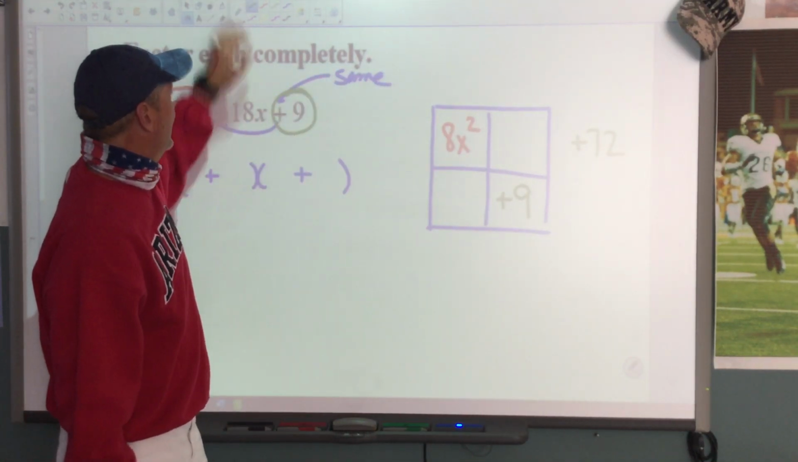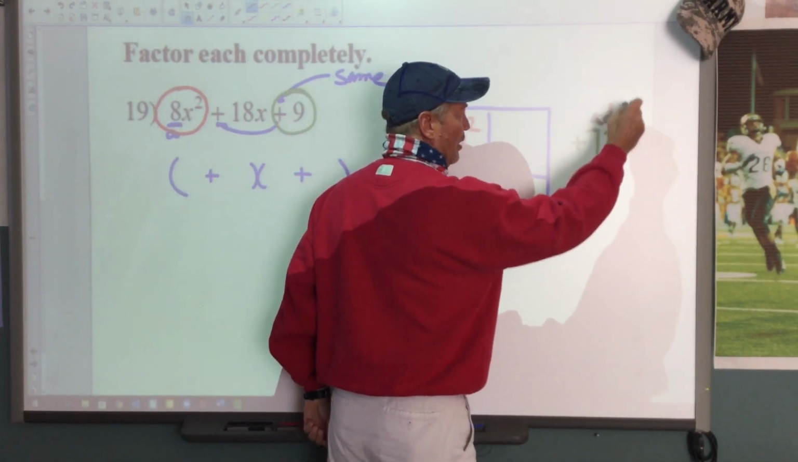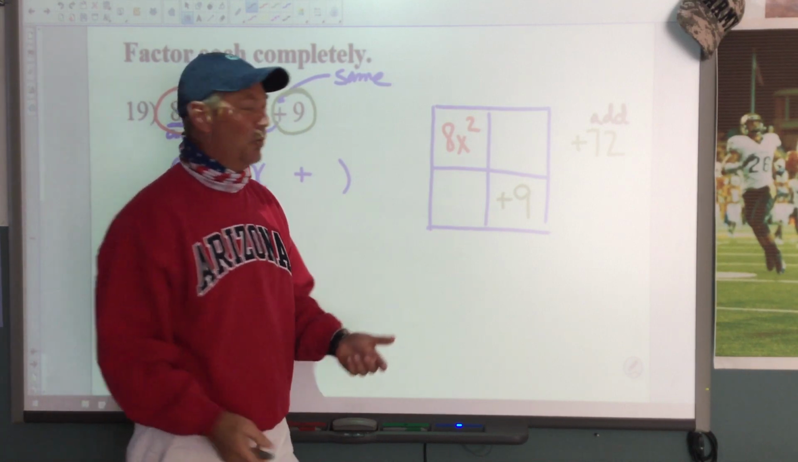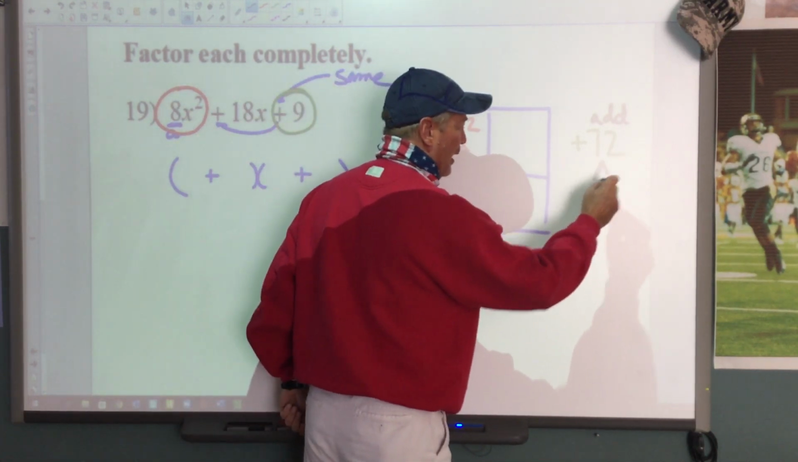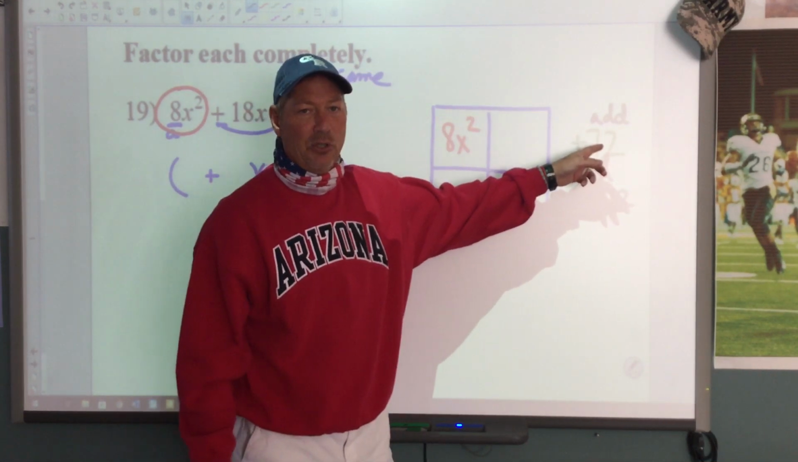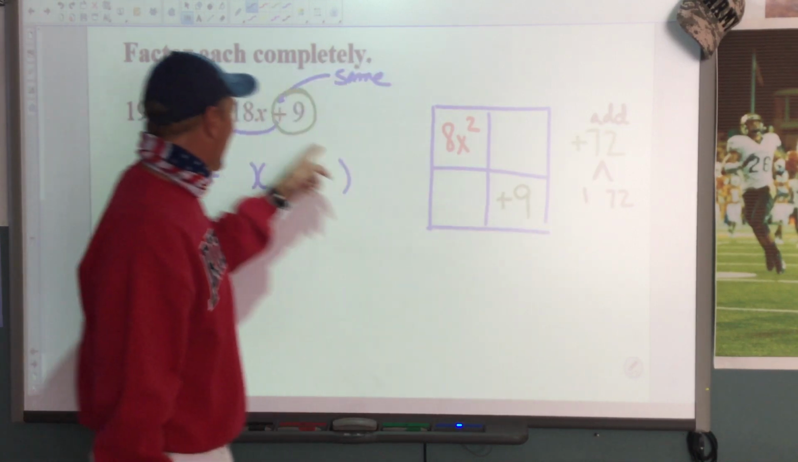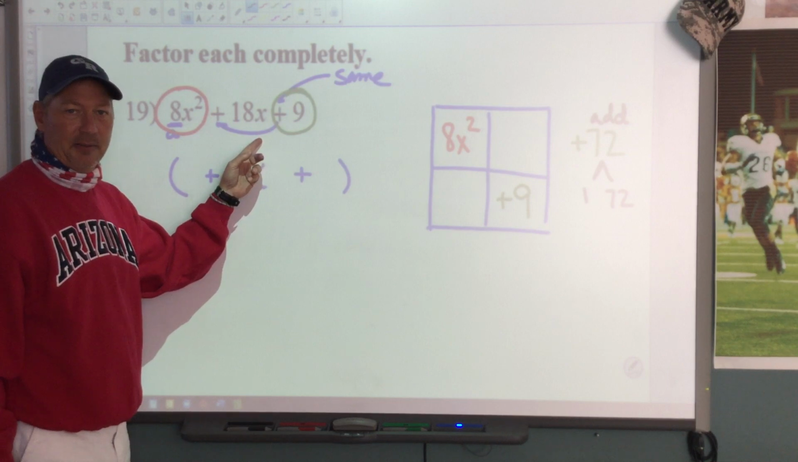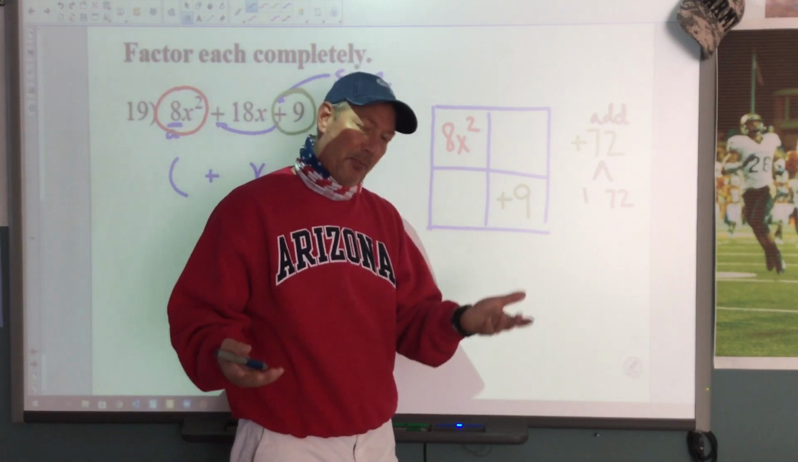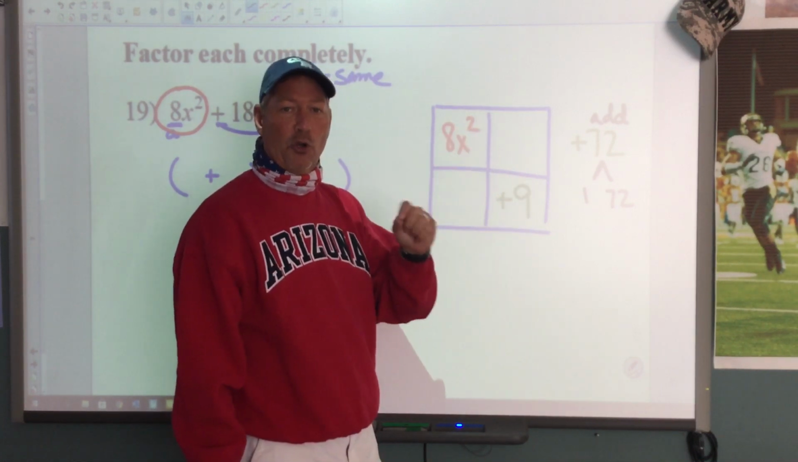Since this is a positive 72, we're going to add to find our combination. What's our combination? Well, when you multiply them, it has to give you 72. But when we add them, it has to add up to 18. So let's do some combinations. I know these. I'm your math teacher, but you can go to the calculator and remember how you can put it in as a graph and go Control T.